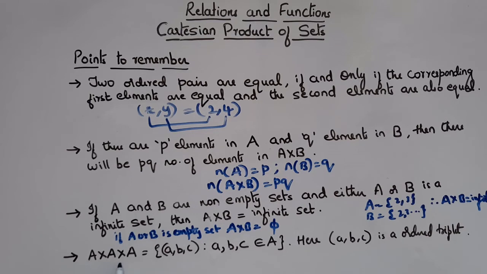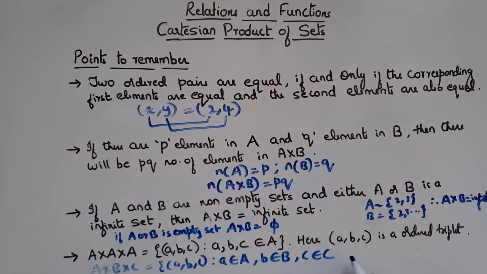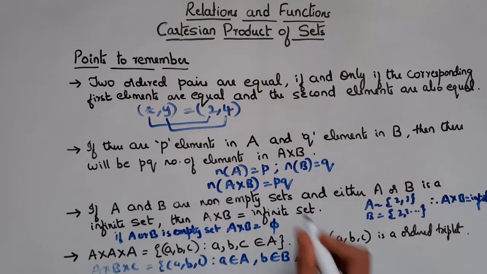Here it says A cross A is a set of (a, b, c) where (a, b, c) is an ordered triplet. Here a, b, c belong to A. Since your set is A, all the elements should belong to A, right? Say for example, we had a set A cross B cross C. Then (a, b, c) is an ordered triplet such that a belongs to set A, b belongs to set B and c belongs to set C. It would have been like this. We will see problems on these, but before that pause the video and note this down.